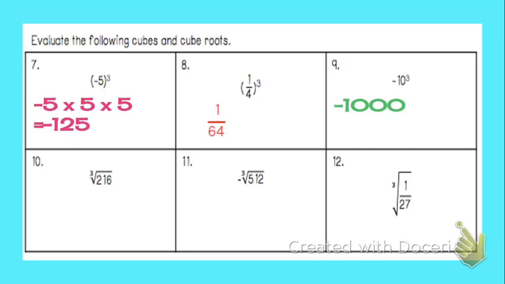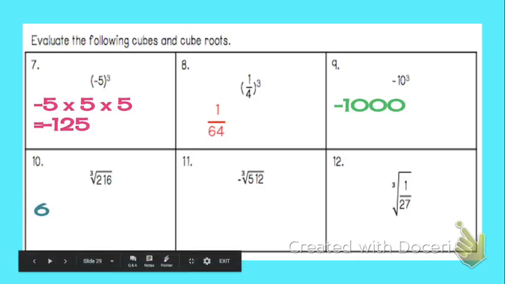Number 10, so we have 3, I'm sorry, not 3. We have the cube root of 216. So we need to know what number you multiply to itself 3 times to get 216. Okay, and that would be 6.